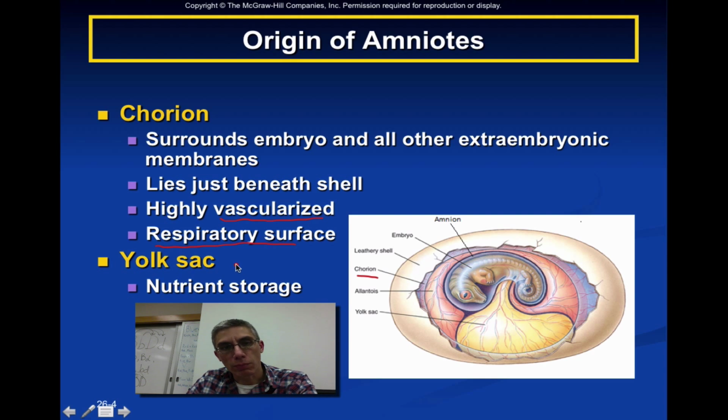Now the 4th membrane that we're going to look at is the yolk sac. And this is the one that most of us are very familiar with because the yolk sac is going to be primarily that membrane that holds all of the nutrients that the growing embryo is going to use as it develops in the egg.